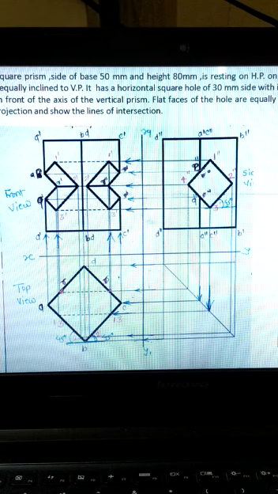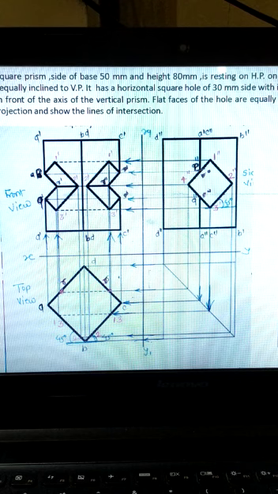As you know, we have different solids. Some solids have a flat base and flat faces, like cube, prism, pyramid, whereas some solids have flat surfaces as well as curved faces, like cylinder and cone. One of the important aspects that I want to discuss with you is, when two solids are merged together, what will be the intersecting curve?